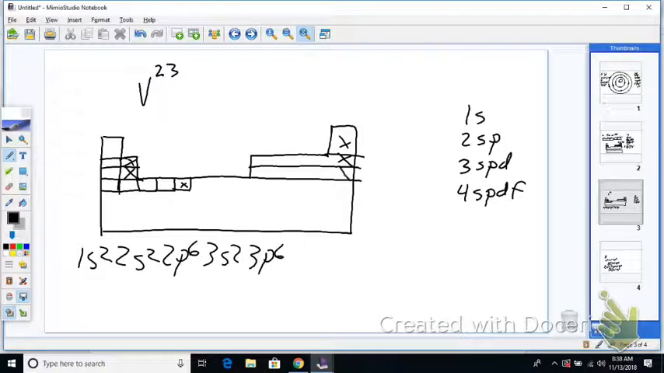3p6, I'm right there. So 1s2, 2s2, 2p6, 3s2, 3p6. Now I'm over here and I have to fill these 2. These are s's, 4s2. Now I'm here. These are the d's. There's 10 of them across.